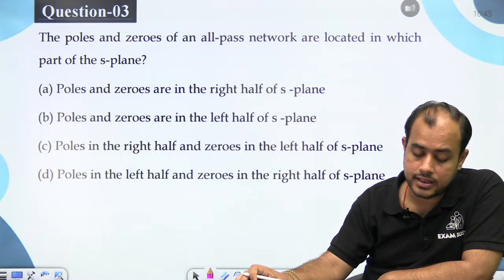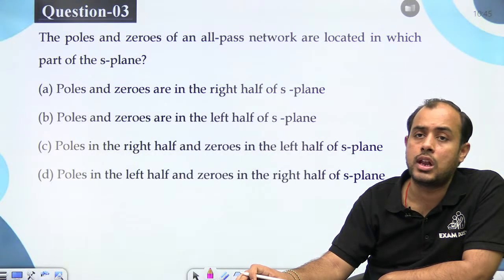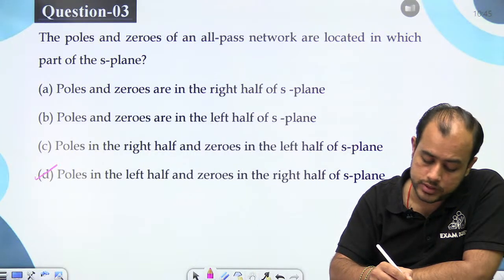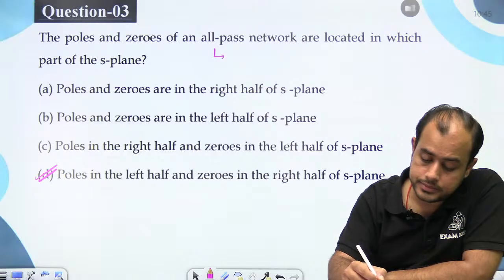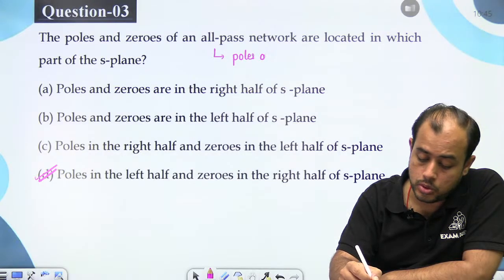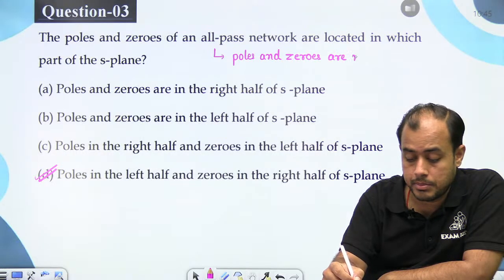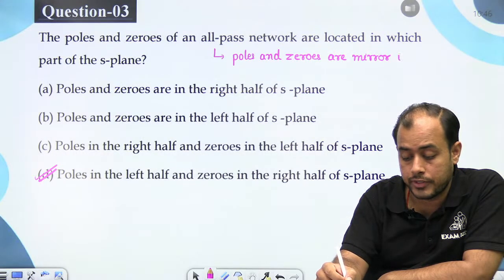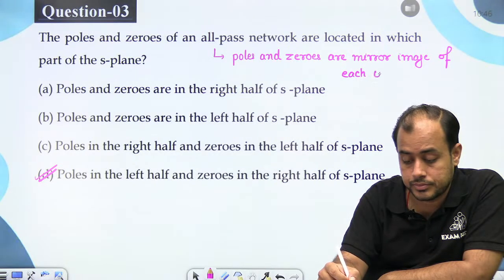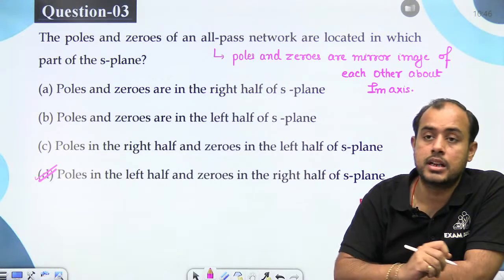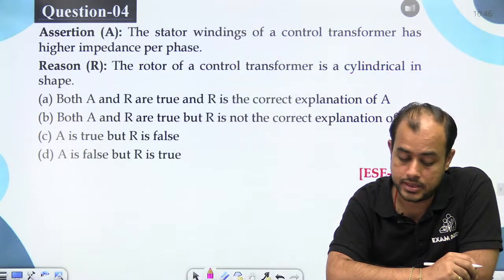ESE 2009. The poles and zeros of an all-pass network are located in which part? Poles in the left half, zeros in the right half. Also, poles and zeros are mirror image of each other about the imaginary axis. Okay, they are mirror image of each other about the imaginary axis.